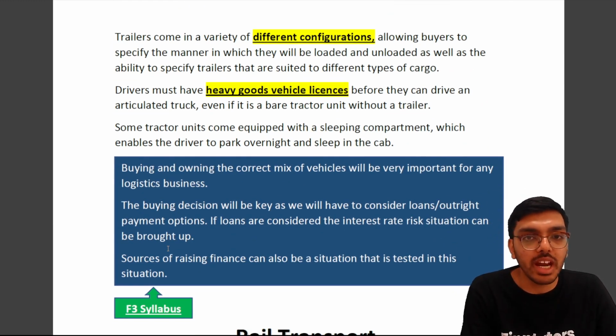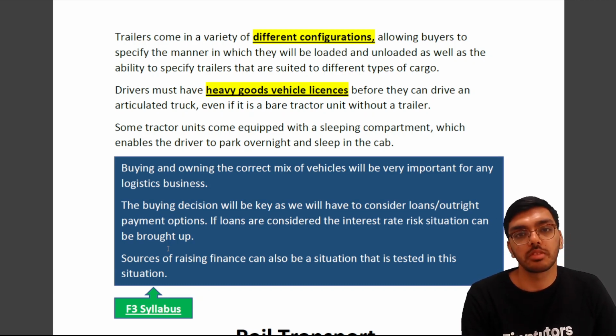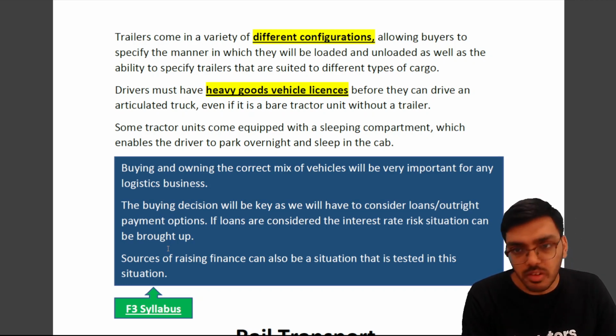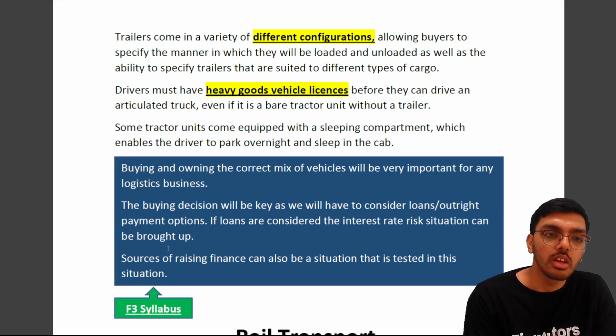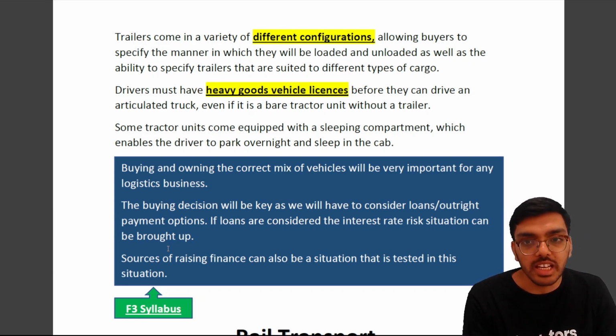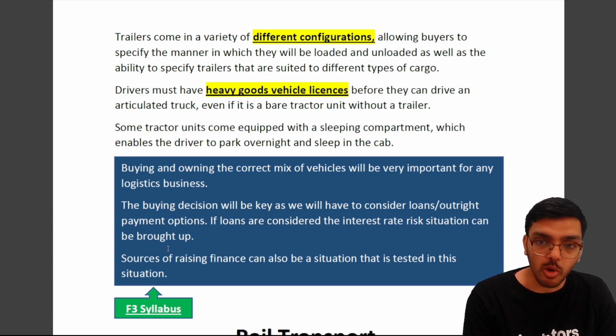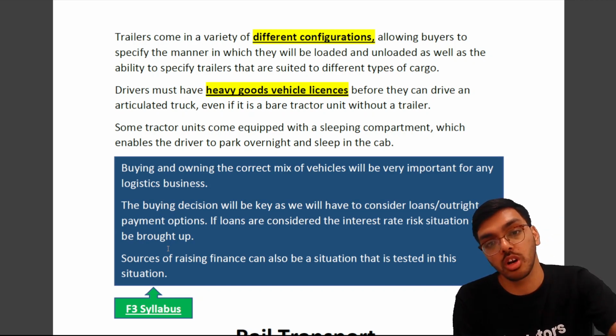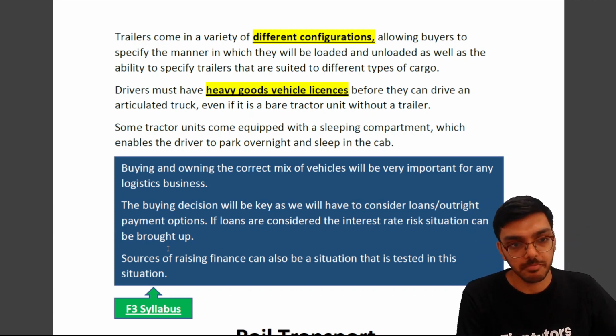Now trailers come in a variety of different configurations, allowing buyers to specify the manner in which they will be loaded and unloaded, as well as trailers suited to different types of cargo. Different configurations, different cargo, whatever you need. Drivers must have heavy goods vehicle licenses before they can drive an articulated truck. Some tractor units come equipped with a sleeping compartment as well, which enables the driver to park overnight and sleep, which allows a longer distance to be covered.